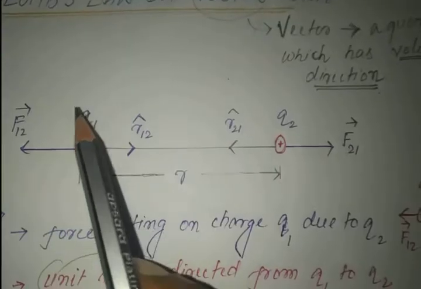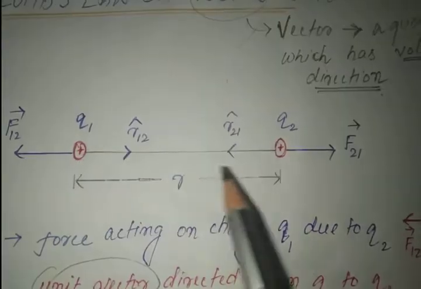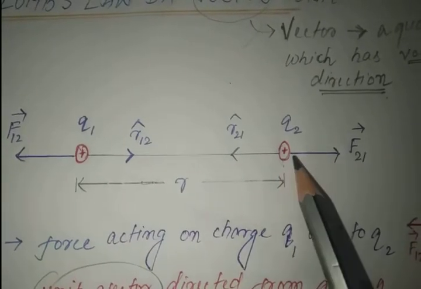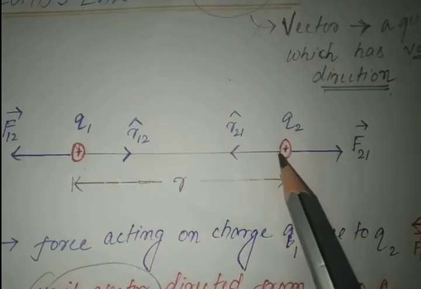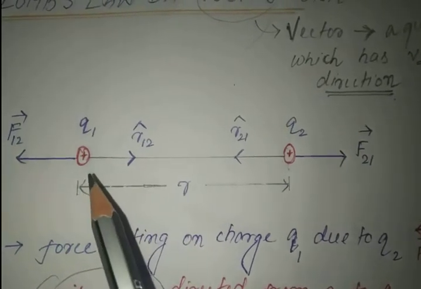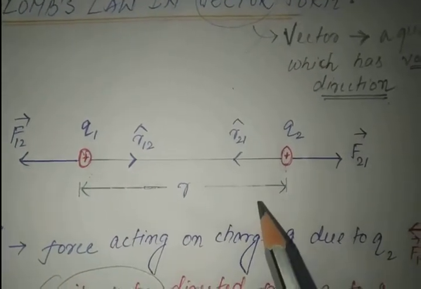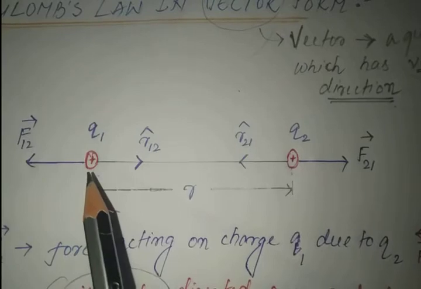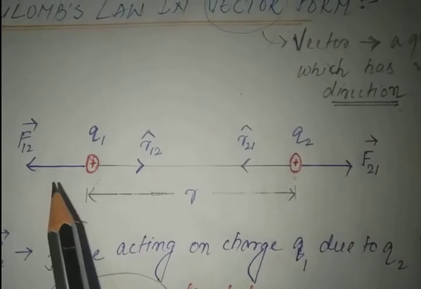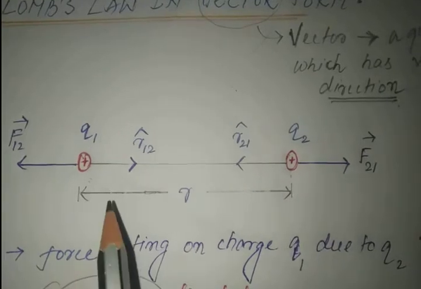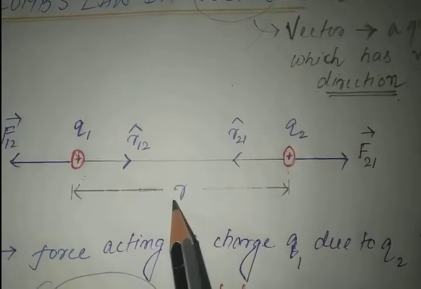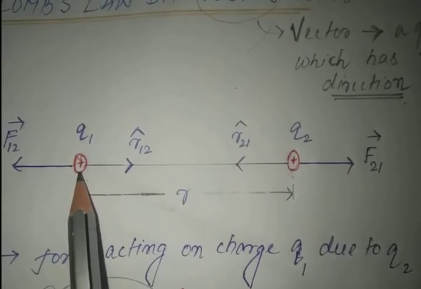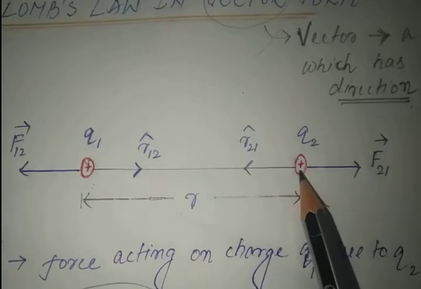We have two charges Q1 and Q2. Both these charges are positive in nature. These two charges can be both negative, or one can be positive and the other negative. For our calculation purpose, or to understand the vector form of Coulomb's law, we consider two positive point charges Q1 and Q2 separated by a distance r. The distance r should be taken exactly from the center of one charge up to the center of the other charge.